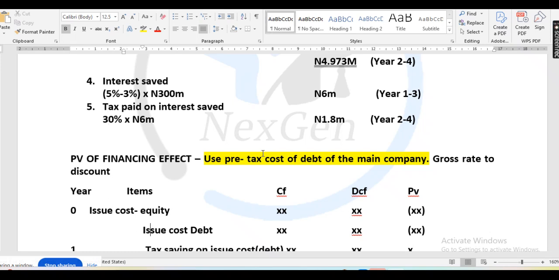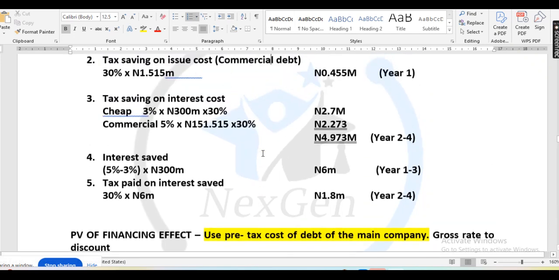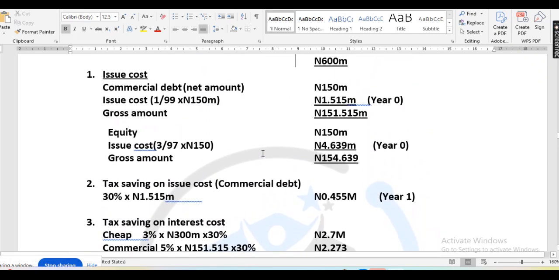So issue cost at year 0. So you give me the figure. Just quickly screenshot this. Screenshot this part so that we can move.